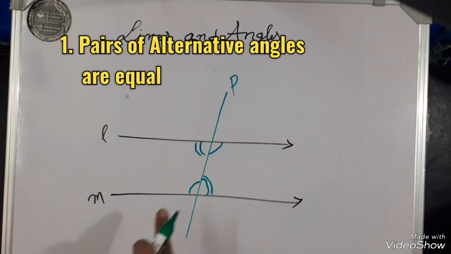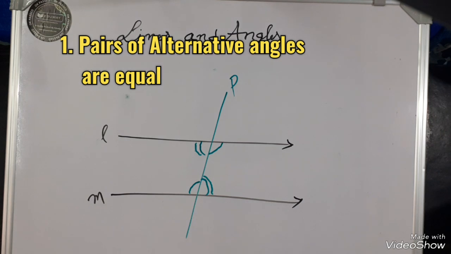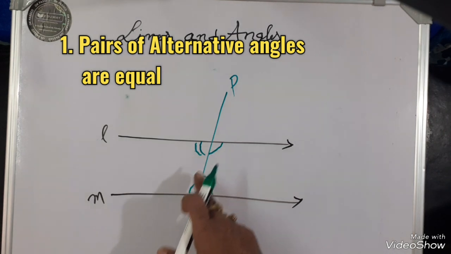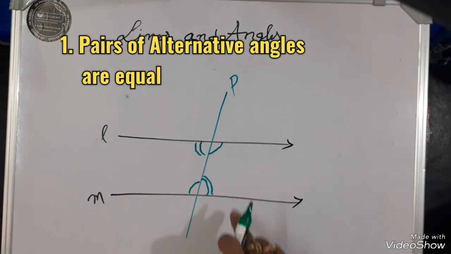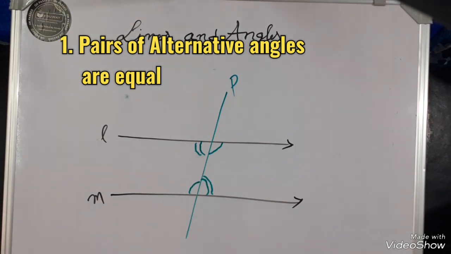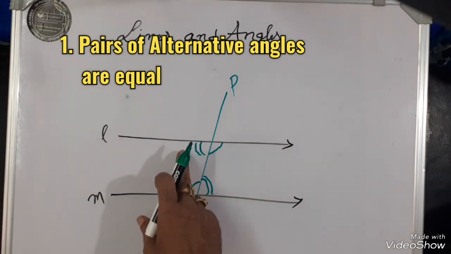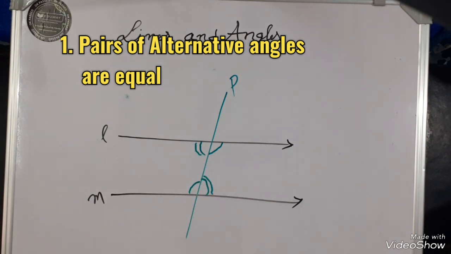When two lines are parallel and P is a transversal, alternative angles are formed. So these two pairs are equal: this angle to this angle, and this angle to this angle. Suppose this is 40, this is also 40. Is it clear?